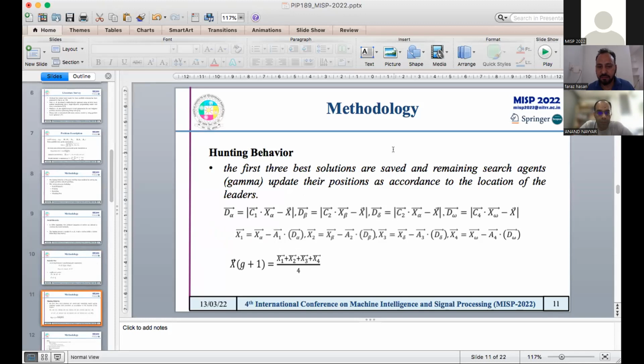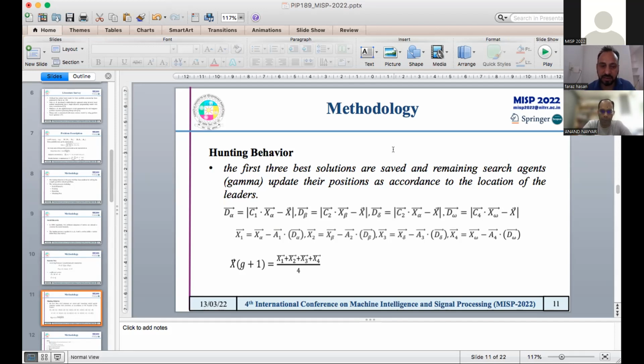Here we have the hunting behavior of the gray wolves, represented with these equations. D alpha is C1 times X alpha minus X. D beta is C2 dot X beta minus X. D delta is C3 dot X delta minus X. D omega is C4 dot X omega minus X. And X1 is X alpha minus A1 times D alpha. X2 is X beta minus A2 D beta. X3 is X delta minus A3 D delta. And X4 is X omega minus A4 D omega.